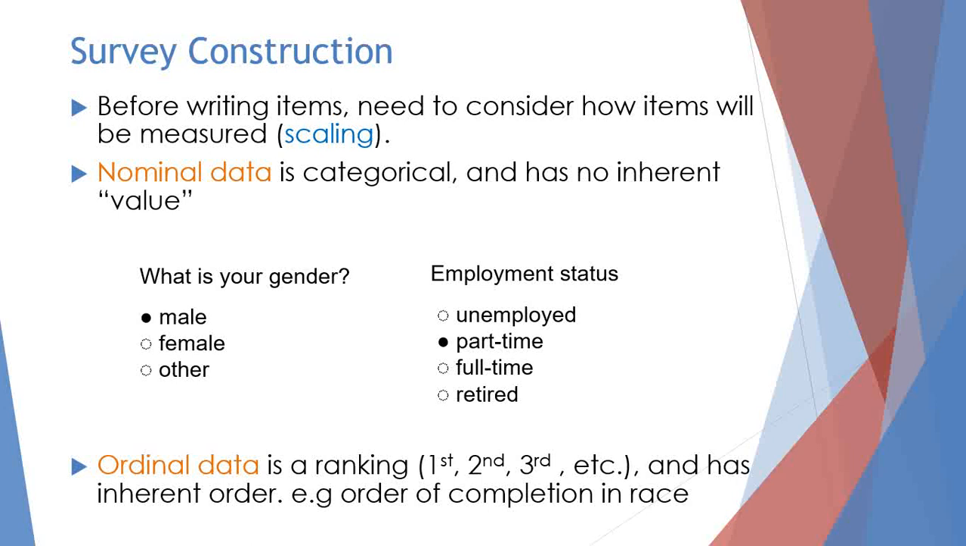So ordinal data is a ranking, first, second, third, and has an inherent order, like the order of completion of a race. So you might want to actually use ordinal data, and I'm thinking in particular for clinical, where if you were to ask them what's the most severe problem or symptom that they're facing, they might want to rank order it, or in an organisation, perhaps their preferences or the order of severity of certain workplace issues.